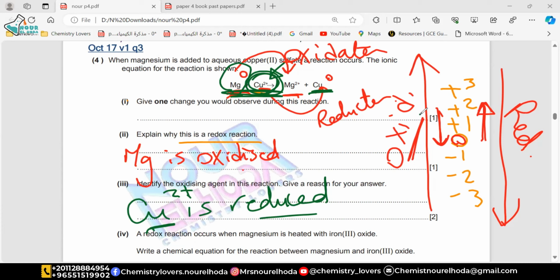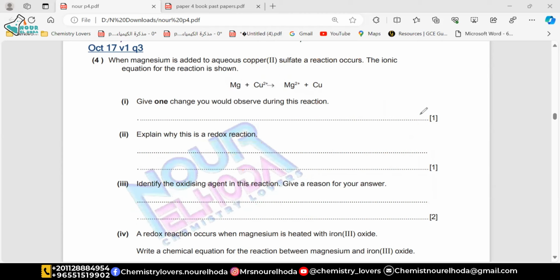Let's continue. Here he is saying, what about the change? Will it be like the blue color fades away to colorless? I was saying, I just started with the trickier one. Okay.